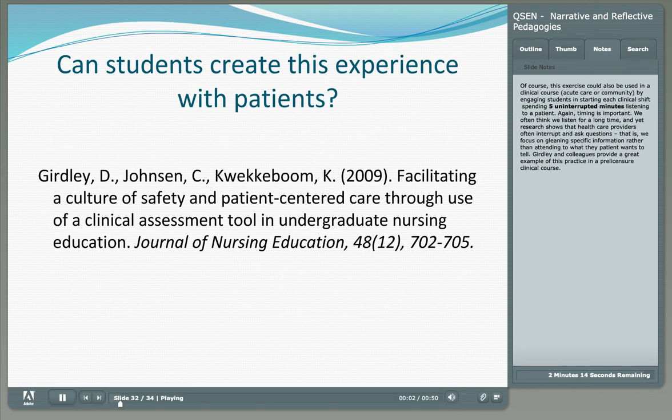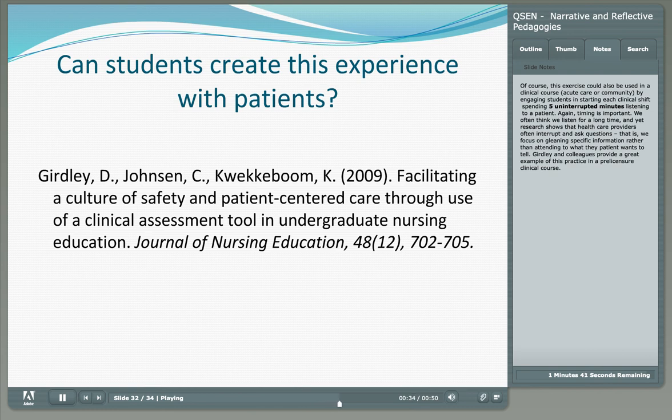Of course, this exercise could also be used in a clinical course, whether it's in acute care or in a community setting, by engaging students in starting each clinical shift spending 5 uninterrupted minutes listening to their assigned patients. Again, timing is important. We often think we listen for a long time, and yet research shows that healthcare providers often interrupt and ask questions. That is, we focus on gleaning specific information rather than attending to what the patients want to tell us.